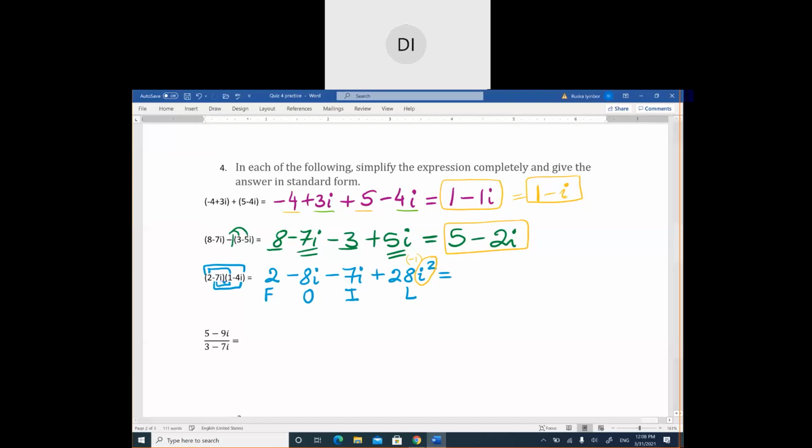I can just combine i and i right now. So -8 and -7 going to be -15i. And then 28, positive 28 times negative 1 is negative 28. And then you have to combine number and number. So 2 minus 28 is going to be negative 26. And then minus 15i. And that's going to be the final answer. That's what you get. Negative 26 real component and negative 15 imaginary component. Okay?